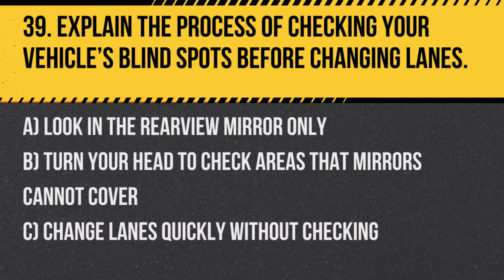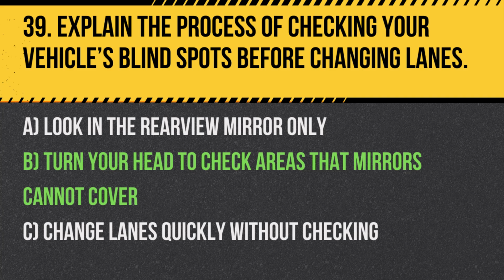Question 39. Explain the process of checking your vehicle's blind spots before changing lanes. A. Look in the rearview mirror only. B. Turn your head to check areas that mirrors cannot cover. C. Change lanes quickly without checking. Answer. B. Turn your head to check areas that mirrors cannot cover. This is necessary to ensure that the lane change can be made safely without colliding with vehicles in your blind spot.